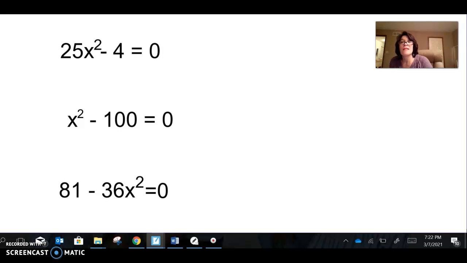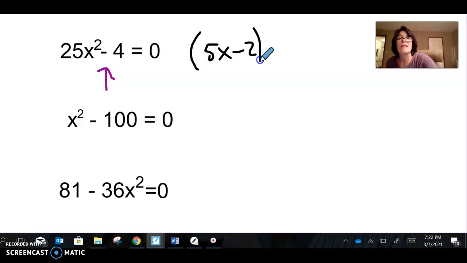First thing I notice is I can't take anything out. Greatest common factor of 4, things that go into 4 are like 2 and 4. Neither of those go into 25. But since it's a difference of two perfect squares, I can factor that into 5x minus 2 times 5x plus 2, right? If I foiled that, that'd be 25x squared plus 10x minus 10x, 0x in the middle. Negative 2 times positive 2 is negative 4.